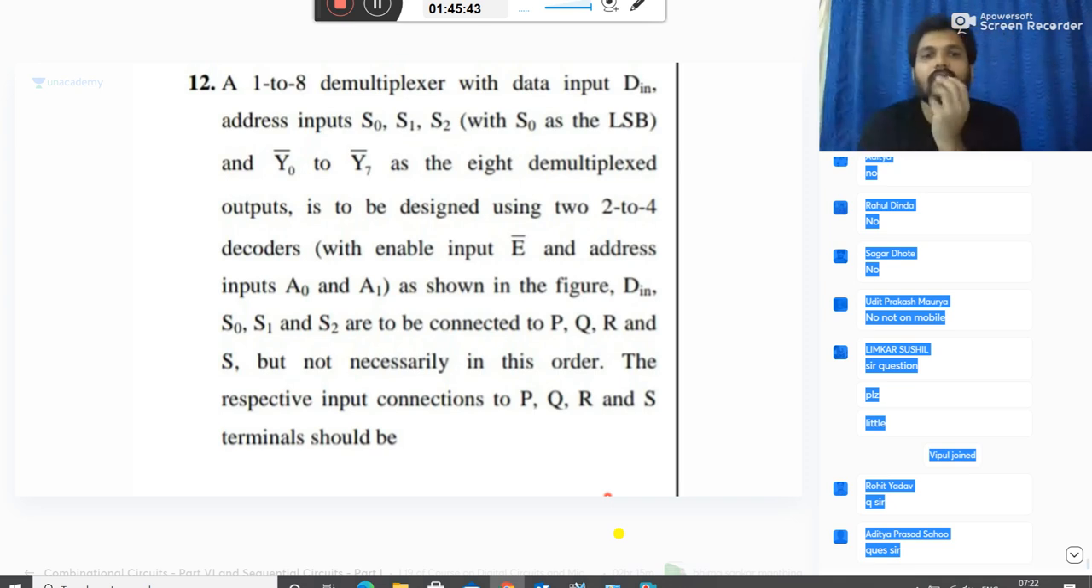Shall I read? You have a 1 by 8 DMUX with data input D in, and S0 to S2 as the selection inputs or address lines, S0 as the LSB, and Y0 to Y7 are the 8 demultiplexed outputs, to be designed using two 2 by 4 decoders with the enable input E bar and address A0 and A1 as shown in the figure. D in, S0, S1 are connected to PQRS, not necessarily in the same order. So the respective input connections of the PQRS.